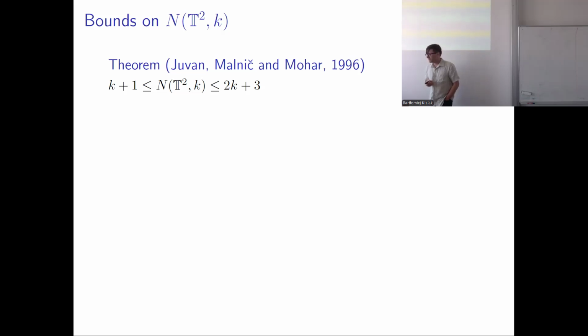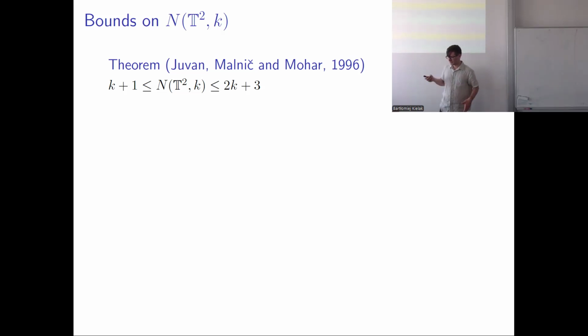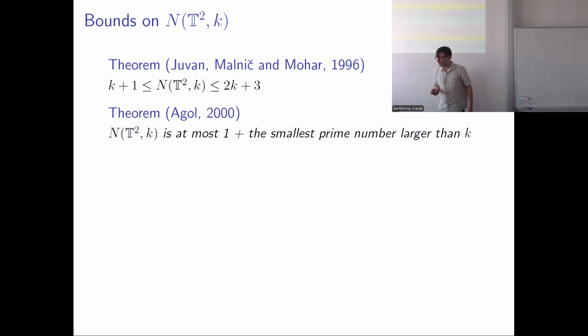So let me discuss the results about the maximum number of curves on a torus, like the maximum size of k-systems. The first theorem is also due to Juvan, Malnič, and Mohar, who determined that in the special case of a torus, we can actually give some linear bounds in terms of k. So we have at least k plus 1 in a maximal k-system, but no more than 2k plus 3. A few years later, it was observed by Agol that if we consider some clever counting modulo p, then we can derive that the maximum size of a k-system on a torus is no larger than 1 plus the smallest prime number which is larger than k.